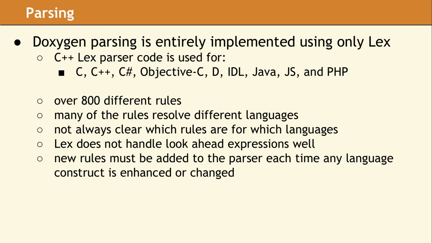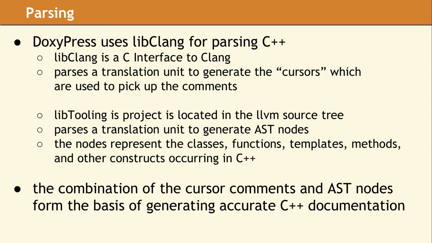Lex is very poor at handling look-ahead in a grammar, and it also has major performance implications, but look-ahead is used extensively in this parser. And new rules have to be added to this parser every time any of these languages has a change in syntax. With the advent of newer versions of C++, this becomes extremely difficult to maintain. So we realized early on that DoxyPress really needed to use something different for parsing C++.